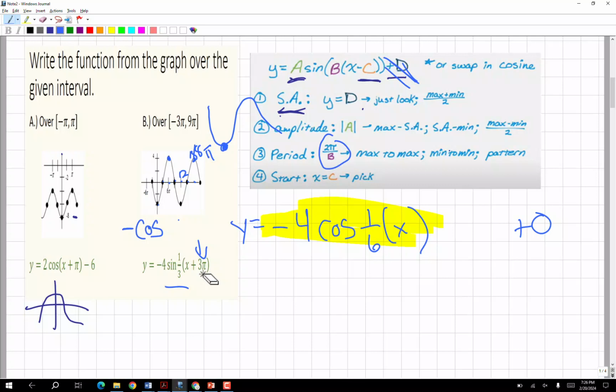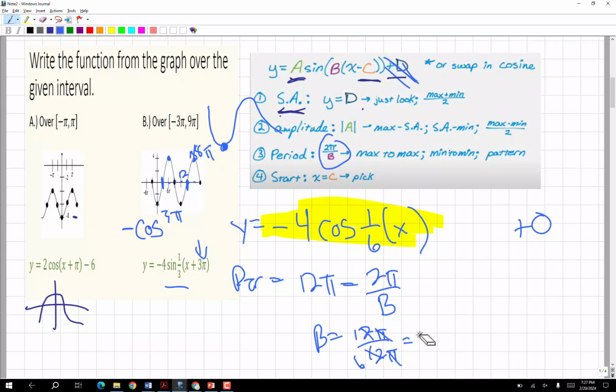First we've got to figure out what the period is. The period goes from here, going up, to here, going up. So this is 3 pi, 6 pi, 9 pi, 12 pi, 15 pi. 15 pi minus 3 pi is 12 pi. Again, the period is 12 pi, and that equals 2 pi over b. So b equals 2 pi over 12 pi, which cancels down to 1/6. So again, that 1/3 is supposed to be 1/6. 100% sure of that.